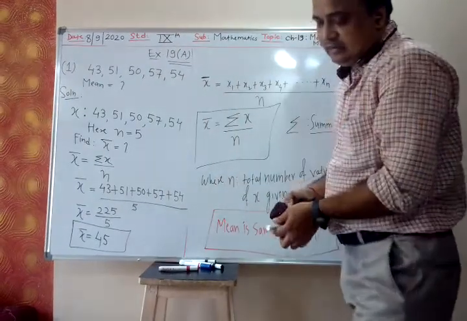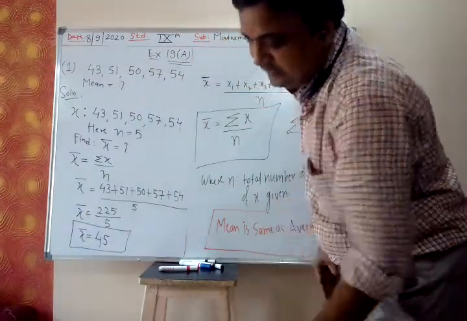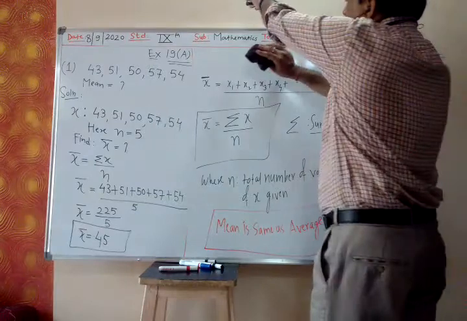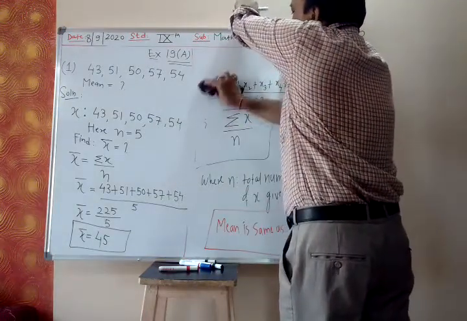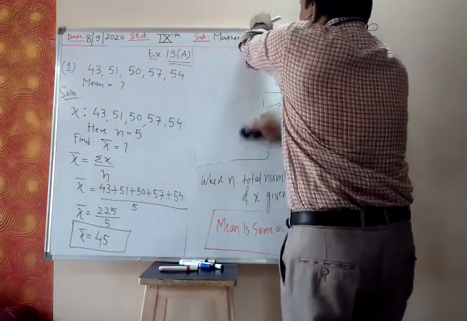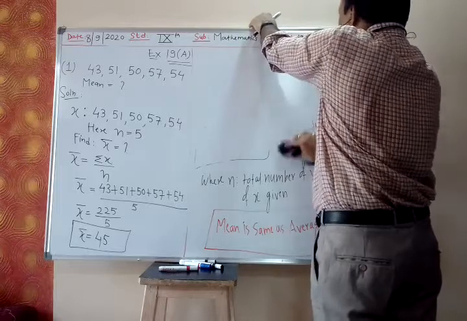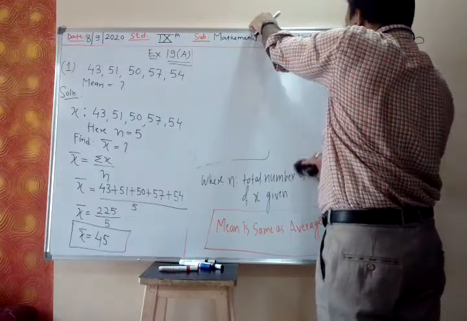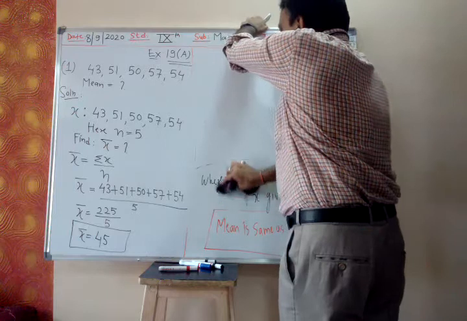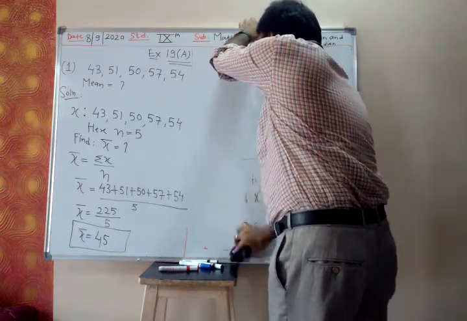Then the second one is very easy. Find the mean of the first 6 natural numbers. What are the first 6 natural numbers? 1, 2, 3, 4, 5, 6. You just add all those values and divide the total by 6, and you will get the mean. So that I am leaving.